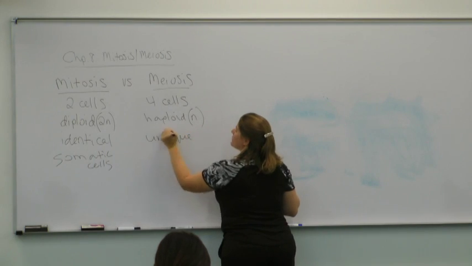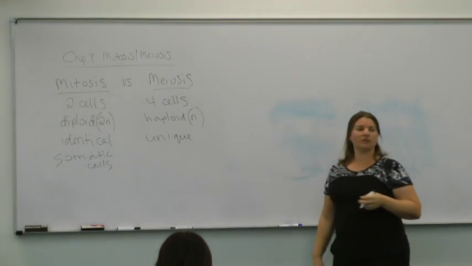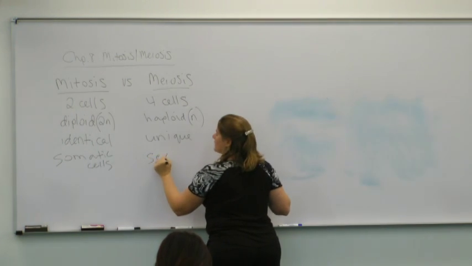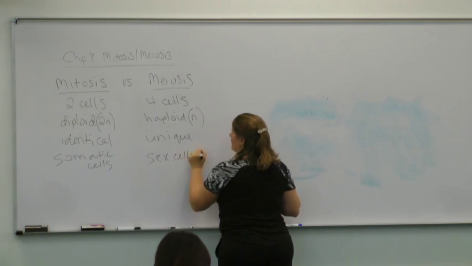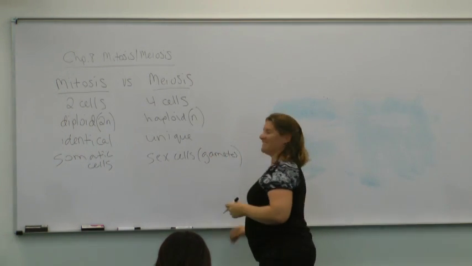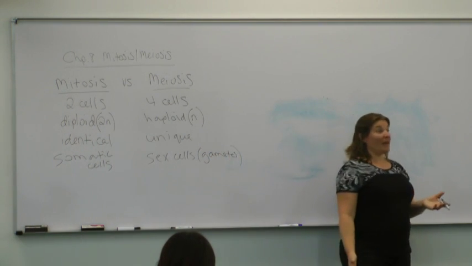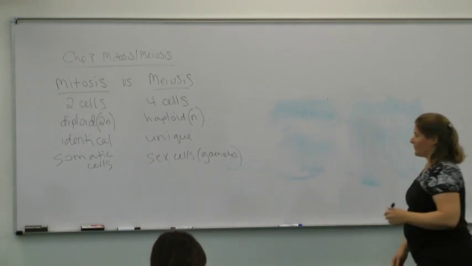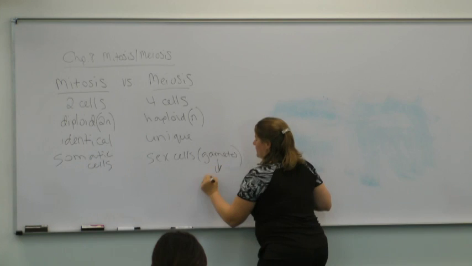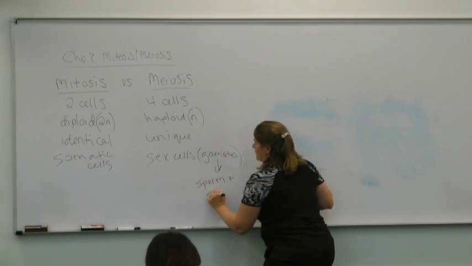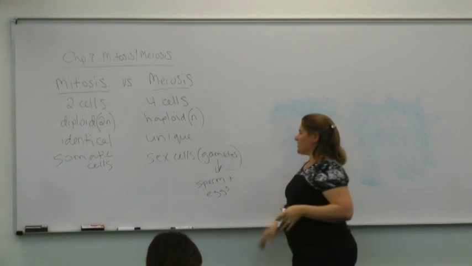And what kind of cells are made by meiosis? Sex cells. And what's a fancy way of saying sex cells? Gametes. Good. And what are gametes? Eggs and sperm. Eggs and sperm are gametes. Okay, so I can add that here: sperm and eggs.